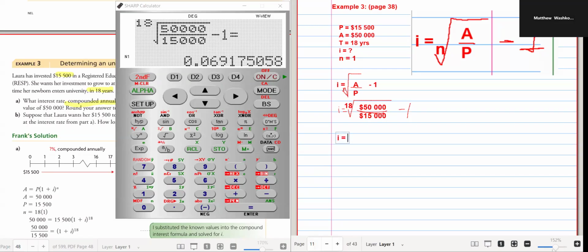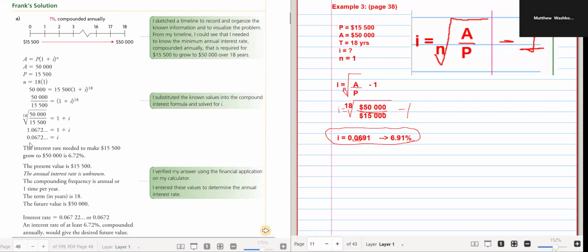If I do that, well, that doesn't seem right, right? It's saying my i is 0.0691. Well, remember, that's in decimal form. Turn that back into a percentage, right? Move that decimal place over 1, 2. All of a sudden, my interest rate is 6.91%. That seems a little bit more realistic, right? So interest rate here is 6.91%.